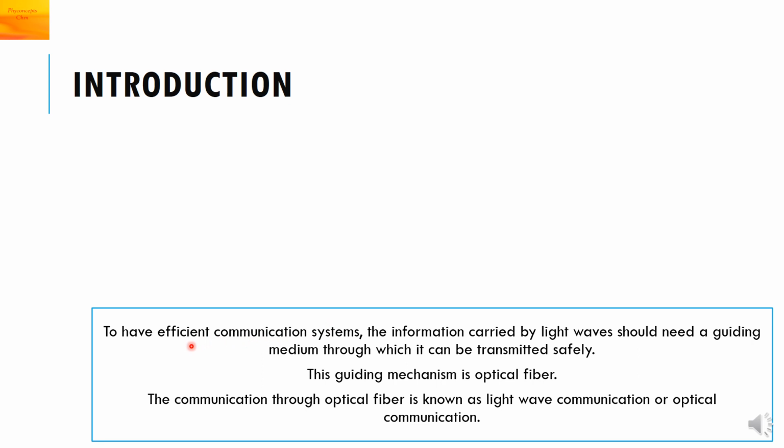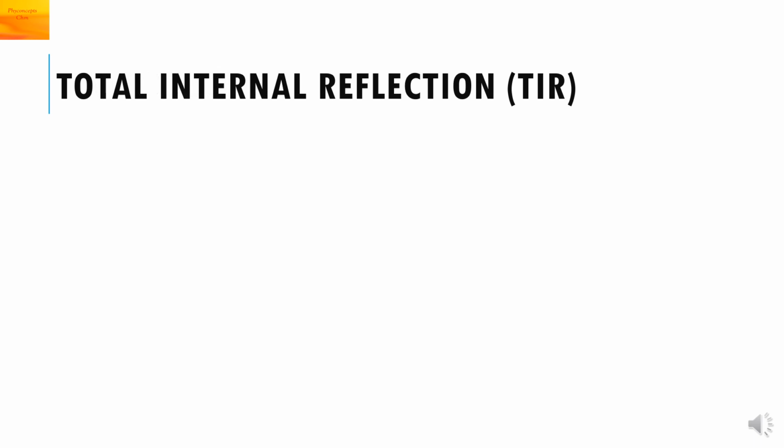So to have an efficient communication system, the data that is carried by the light waves needs a guiding medium through which it can be transmitted safely, and this guiding mechanism is called the optical fiber. The communication through optical fiber is known as light wave communication or optical communication. Total internal reflection, in short we will call it TIR.